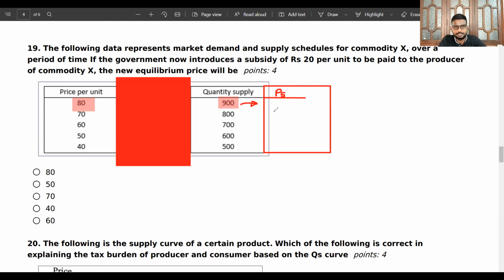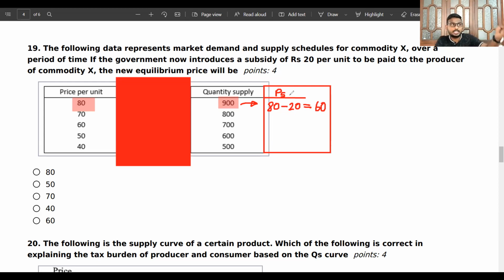Or to make it very simple, the price for 900 units after subsidy from the producer goes like this. 80 is what the producer wanted earlier before subsidy to sell 900 units. But out of that 80, 20 rupees comes from the government as subsidy. That means the producer will now only require 60 rupees from the consumer. My bad. Right? So 80 is what the producer wants.